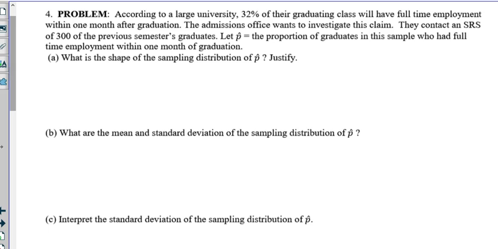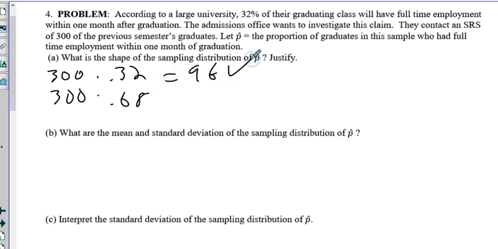First off, we're going to see if it is justified. So we're going to take our number 300 times our p of 0.32 and our 1 minus p of 0.68. For some reason, that's a silly 400 instead of 300. So 300 times 0.32, still going to work out, equals 96. Bigger than 10, good to go. And 300 times 0.68 is going to be 204, definitely bigger than 10. So we're good to go. So it is justified.